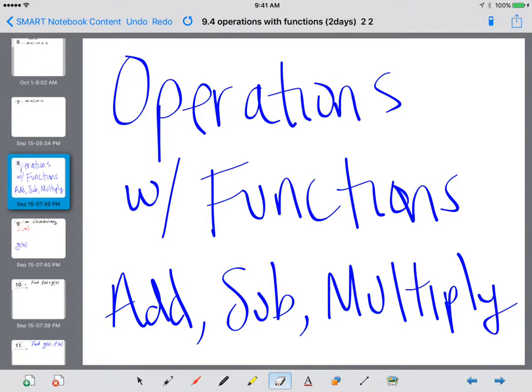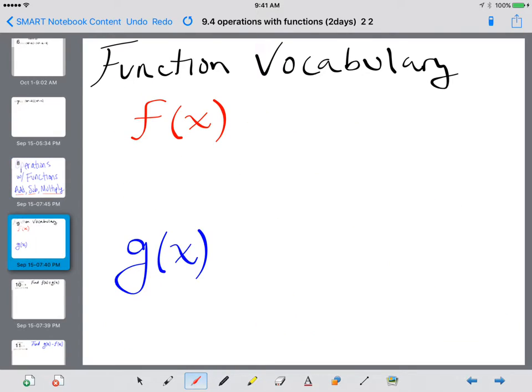Welcome to this lesson on operations with functions, where you will learn how to add, subtract, and multiply with functions. Let's review some key vocabulary, some function vocabulary.